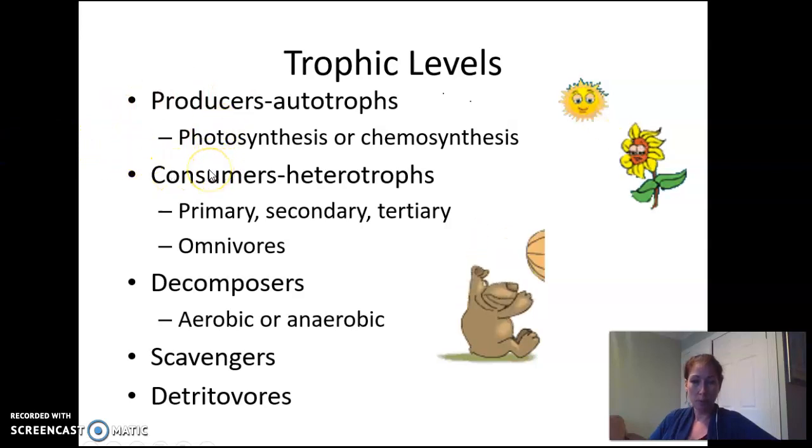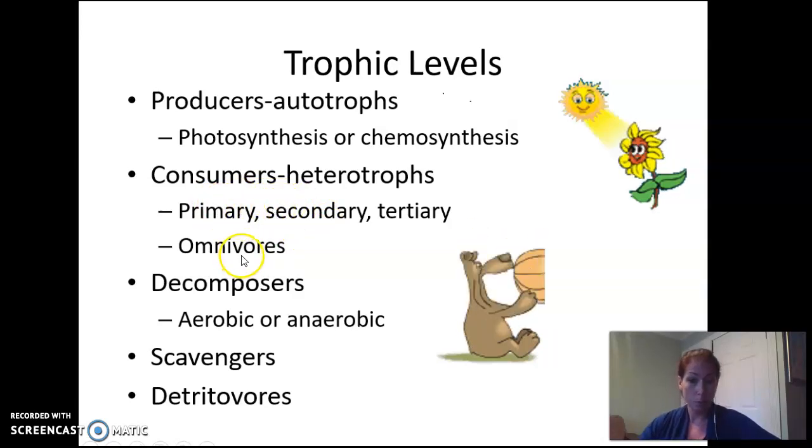Now we have different levels of consumers, and we'll go over those in more detail on the next slide, but just to introduce it, you're going to have primary, secondary, tertiary, and even sometimes you'll go to a top predator or a quaternary consumer. Our primary consumers are herbivores, and our secondary consumers are either carnivores or what we call omnivores. So our primary consumers only eat plants, and our secondary consumers eat animals. So they're either going to be carnivores or omnivores, meaning they can eat both plants and animals.